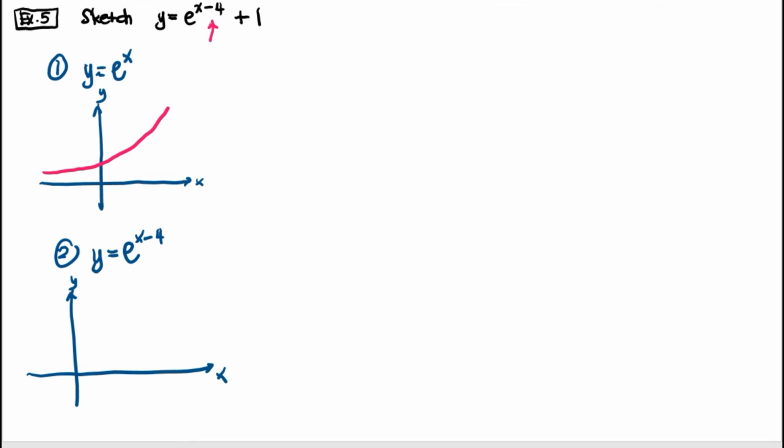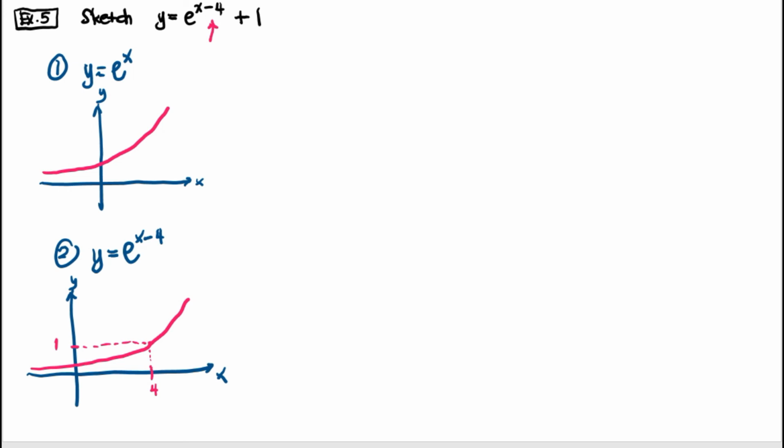Suppose you bring it to the right by 4 units. Because here suppose we have 4, the value should be 1 because e to the power of 0 should be 1. So it is something like this, because e to the power of 4 minus 4, e to the power of 0, is 1, so the value here should be 1. So the coordinates are (4, 1).